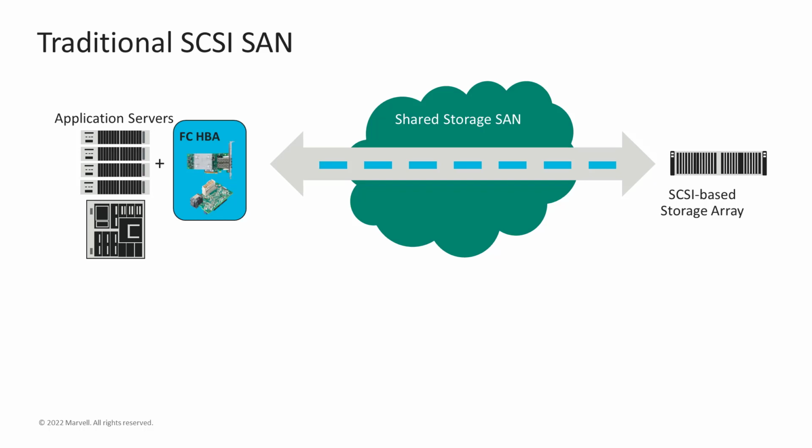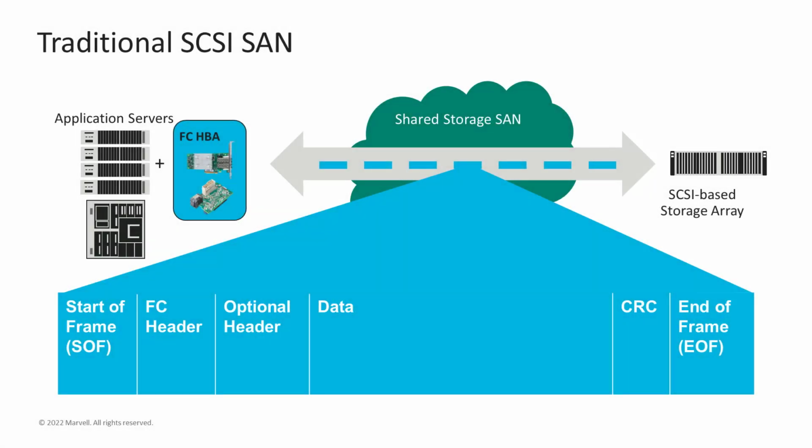In a traditional SCSI SAN, we have application servers with Fibre Channel HBAs connected through Fibre Channel switches to SCSI-based storage arrays. Read, write, and other commands are sent across the SAN between the server and the storage. These commands are embedded in Fibre Channel frames. There are different elements that make up the Fibre Channel frame itself: startup frame, header, a data field, CRC, and end-of-frame sections. The key for a SCSI-based SAN is that the SCSI commands are embedded in the data field.